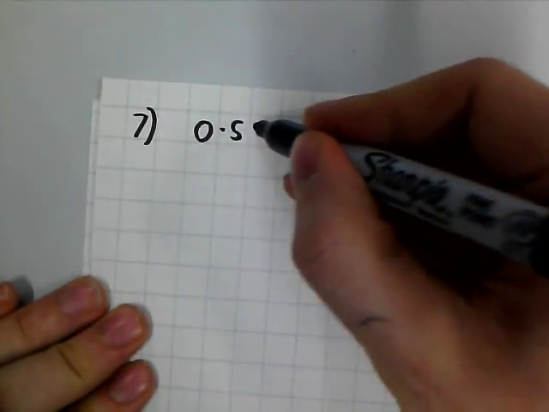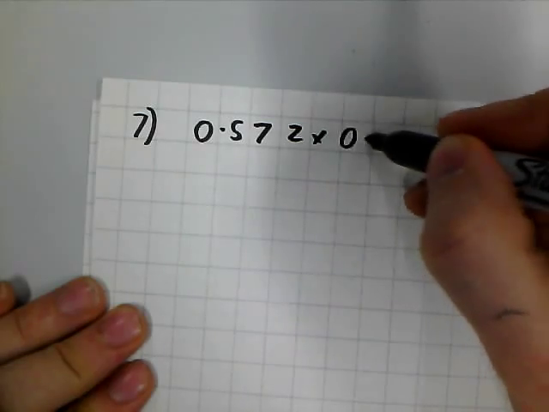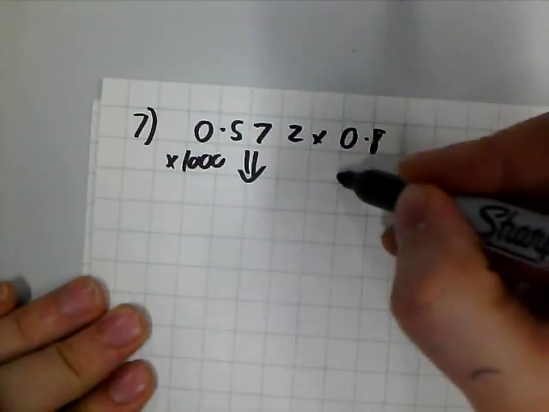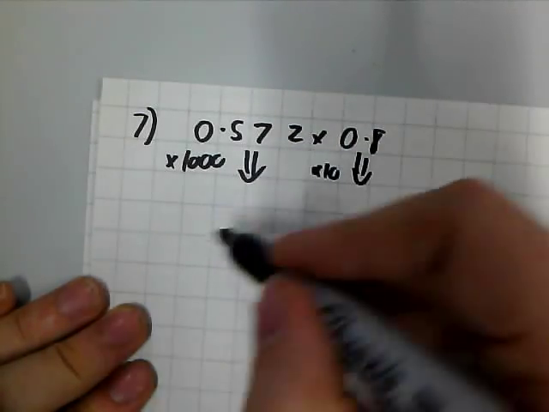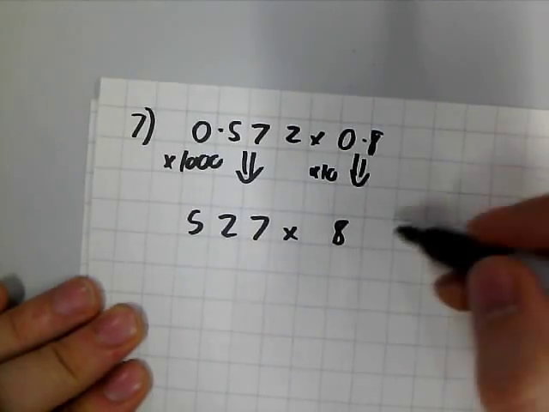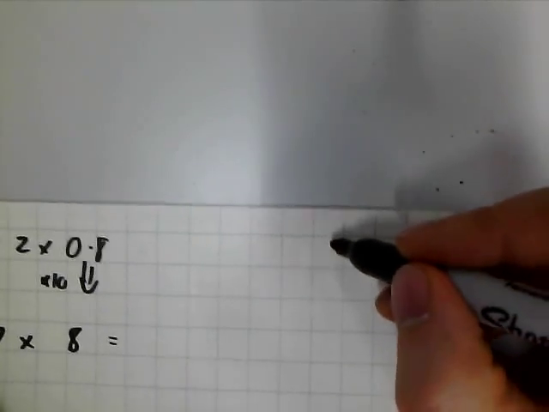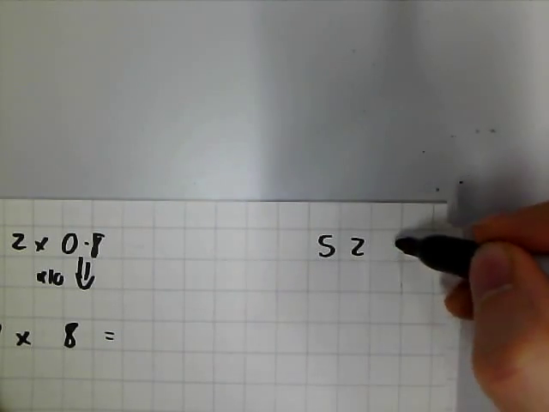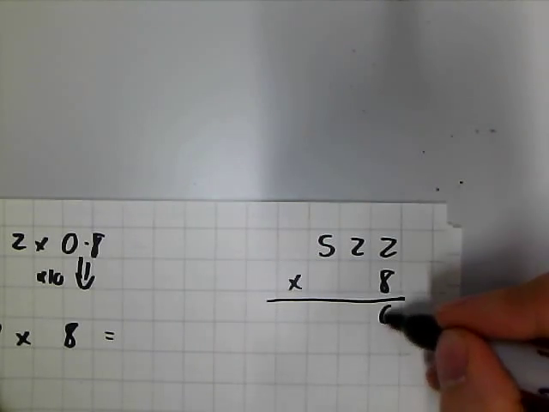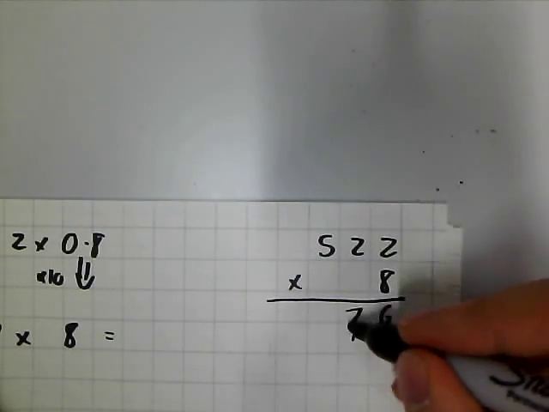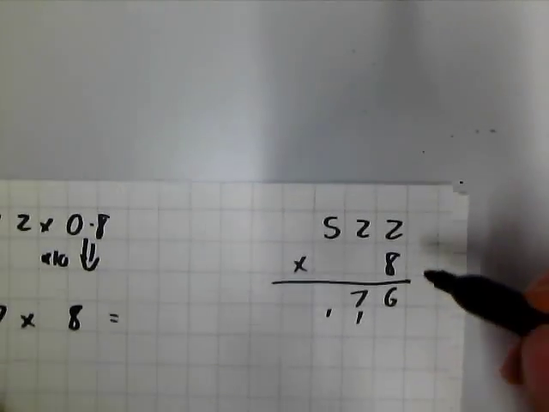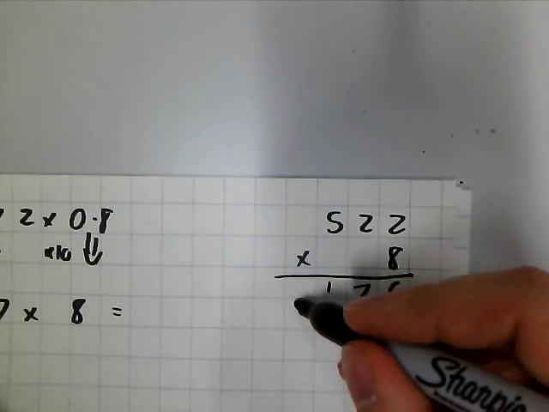I've got 0.572 times by 0.8, multiplied by 1,000, multiplied by 10, 572 multiplied by 8. Let's do that question on the side here. Eight twos are 16. Eight sevens are 56, plus the 1, 57. And 8 fives are 40 plus the 5, 45.